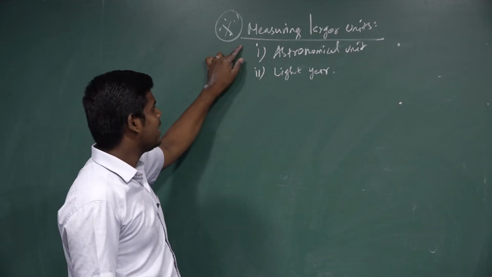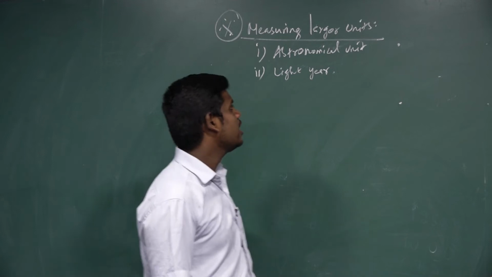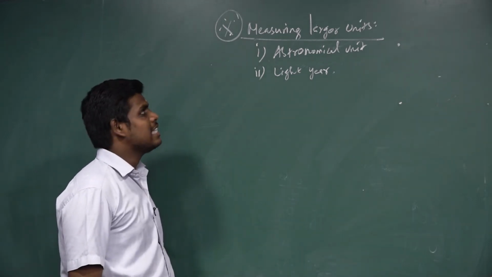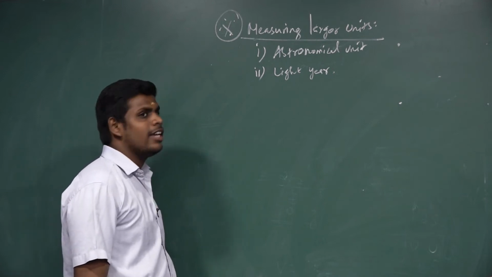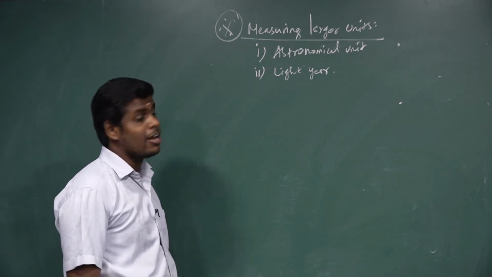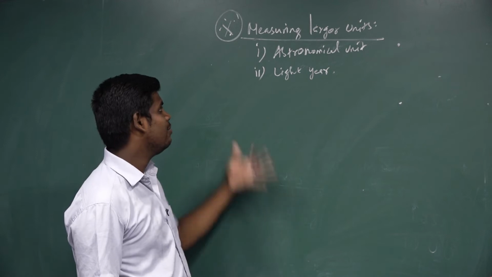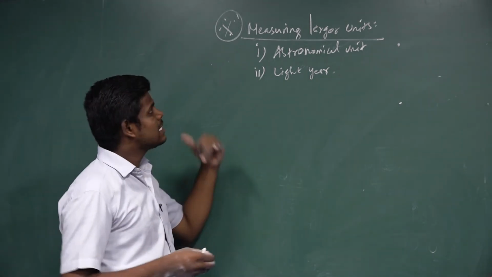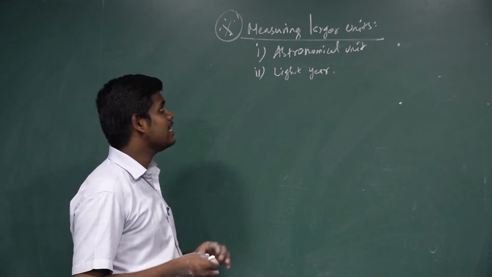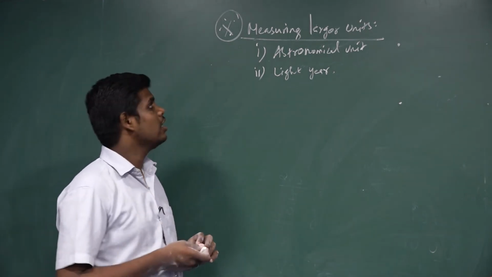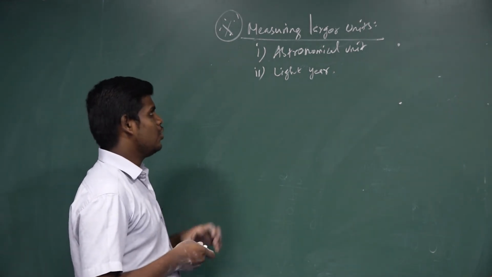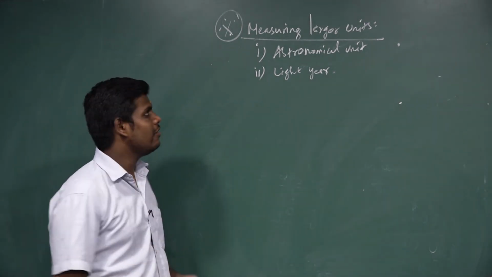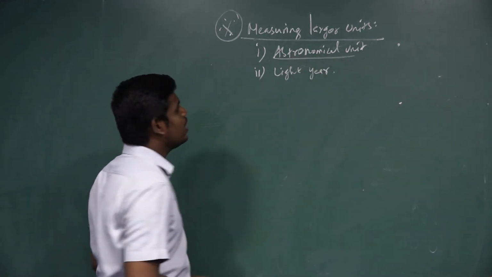The next topic is measuring larger units. We know we already measure in centimeter, meter, kilometer or millimeter. We are measuring distance in meter, like that only. But here, measuring larger units means space researchers want to measure large distances. They need the astronomical unit. First of all, we discuss the astronomical unit.